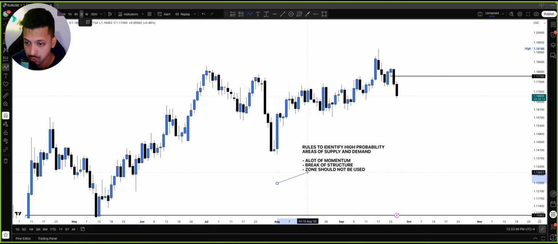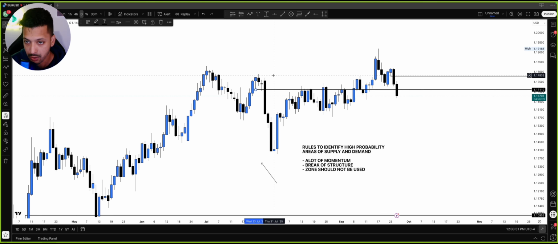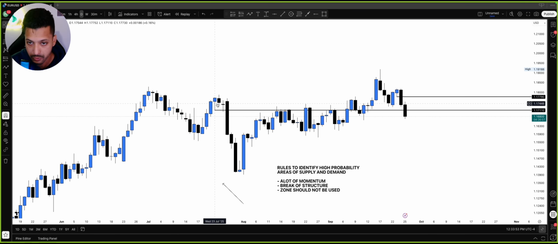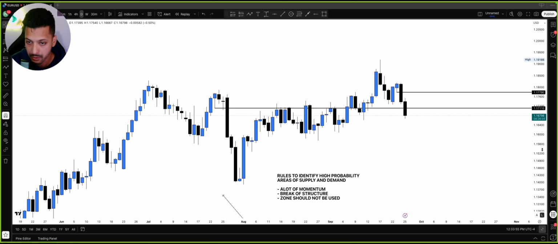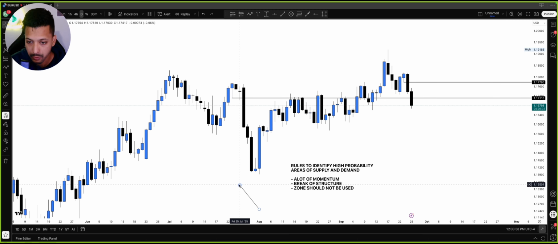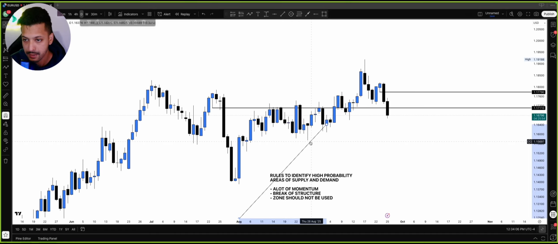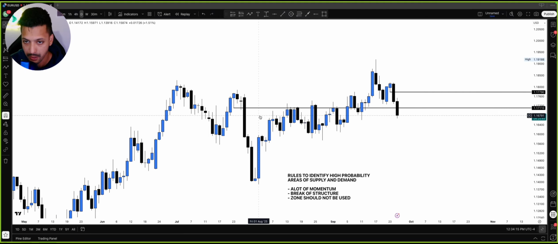But our last rule, the zone should not be used. So if I were to mark the zone, which is the previous contrary candle before the big push, so this last bullish candle before this bearish push, we can see that price went into this area, used it, gave a reaction, went back, used it, reaction, reaction. So for the next time that price is going to be somewhere around here, we're not going to expect this supply zone to be valid because it's already been used by all these zones. So this is an example of how this zone is not valid anymore.